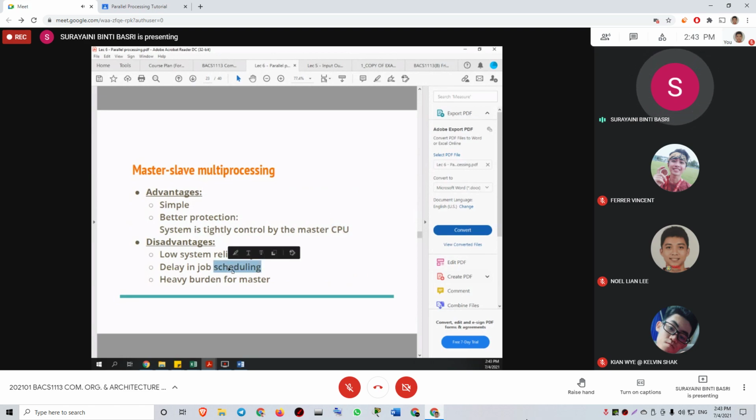But the disadvantages are it has low system reliability and it may have a delay in job scheduling. Maybe if there's too much job at one time, even the master CPU needs time to schedule each of the tasks which the slave CPU needs to do. Okay, so it will make a heavy burden for the master if there are too many processes, and because only the master can assign the tasks, everything is waiting for the master, so it can heavily burden the master.